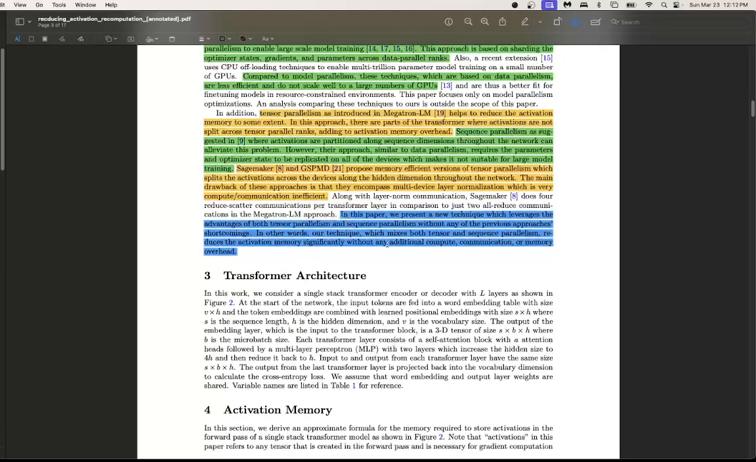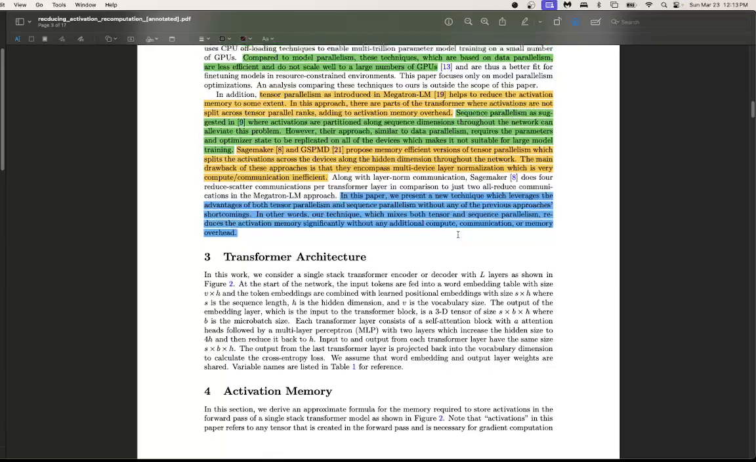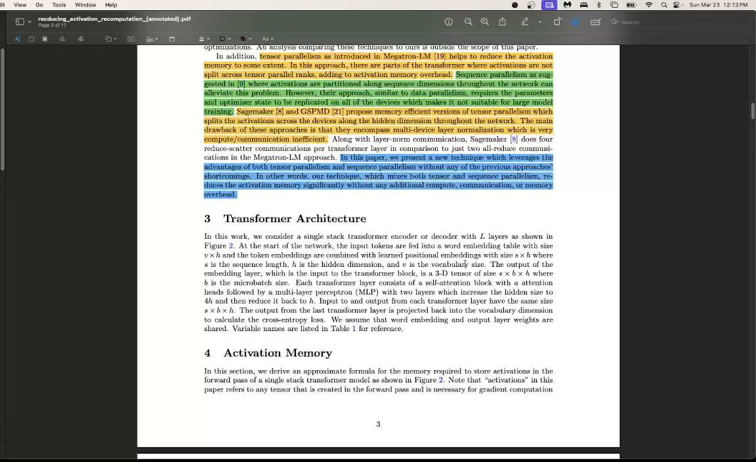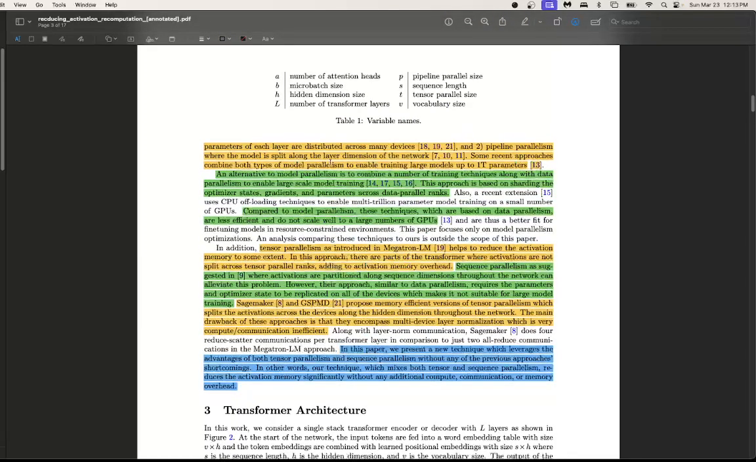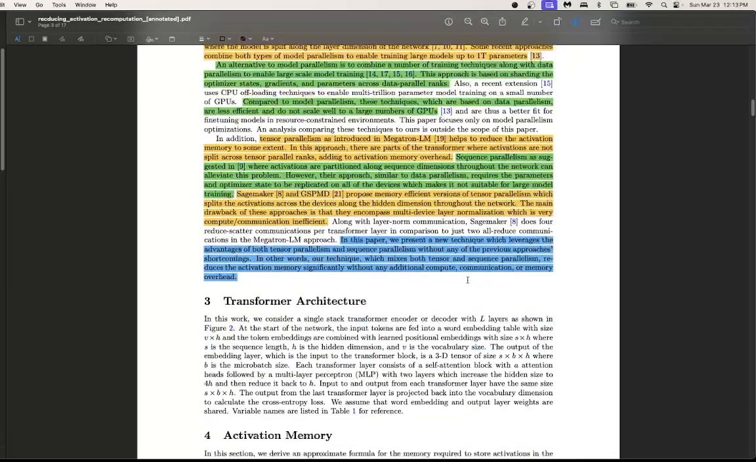Now they say in this paper they present a new technique which leverages the advantages of both tensor parallelism and sequence parallelism without any of the previous approach's shortcomings. It also reduces the activation memory significantly without any additional compute. This isn't actually true, there's some additional compute, as we'll see, but it's pretty minimal. So they reduce the activation memory required with only a small amount of extra compute, which is not the case for their baseline, full activation checkpointing, which does significantly reduce activation memory required, but at the cost of a ton of extra compute, 30 to 40%, they said.